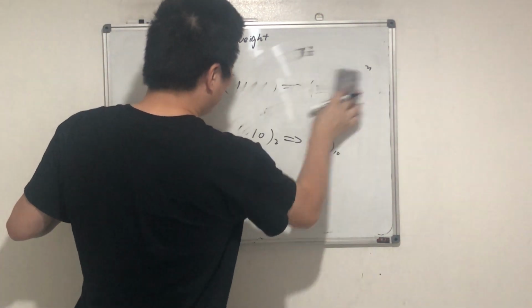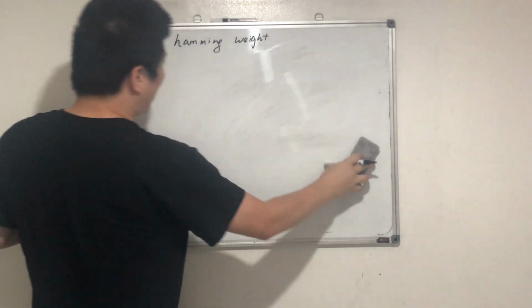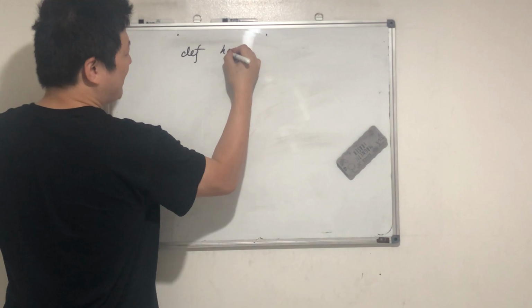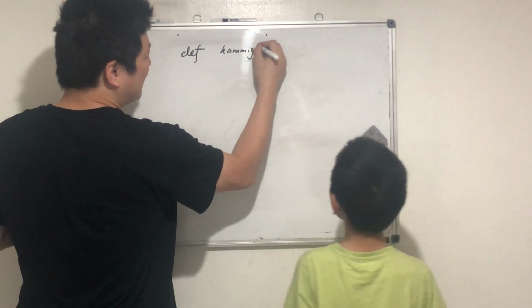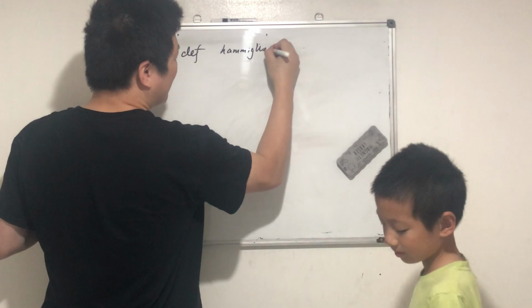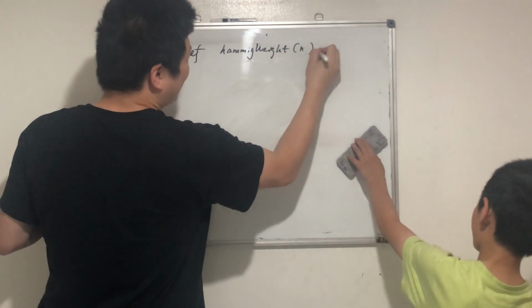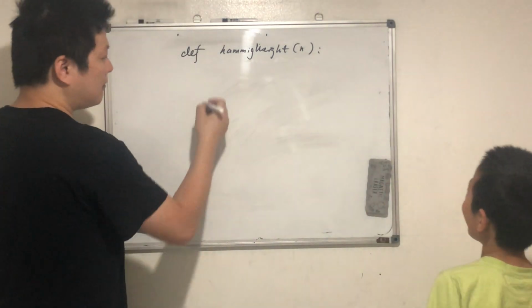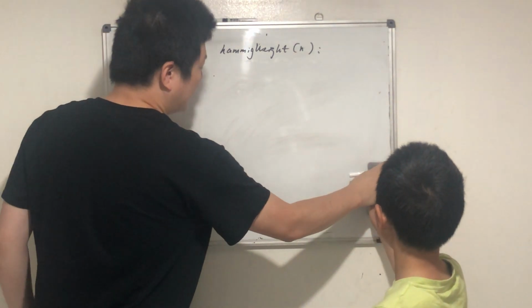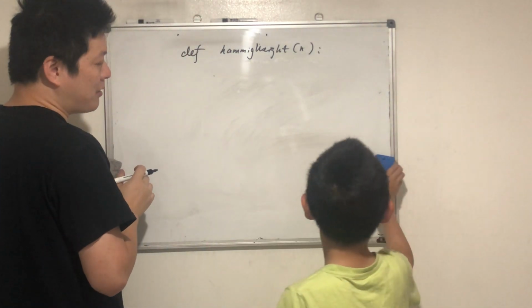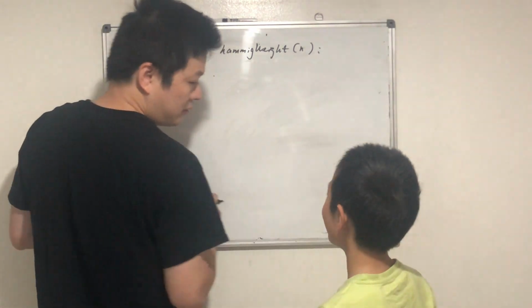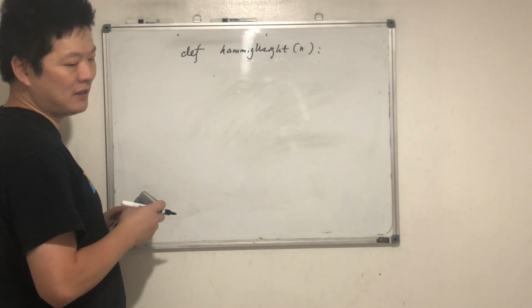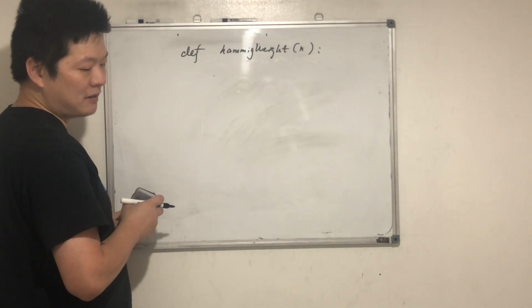Okay. So that's good. So do you still remember how we calculate the Hamming weight? Define Hamming weight. Let's do this. Hamming weight of a number. And how do we calculate the Hamming weight? This is the decimal. How can we do this? There are at least two ways of doing this. Can you give me an example?